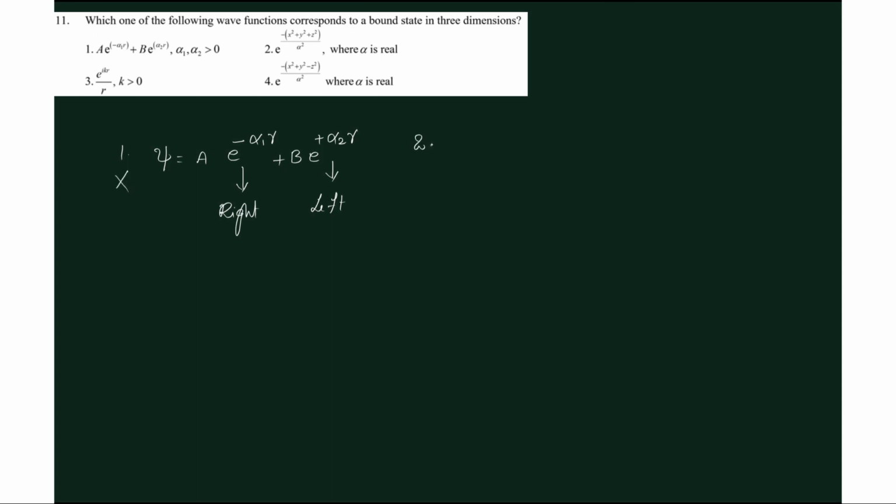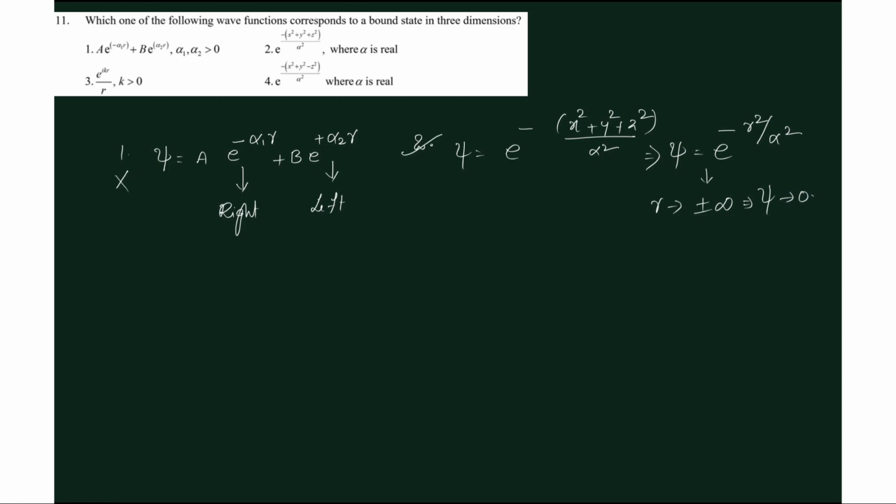The second one is e raised to minus of x square plus y square plus z square by alpha square. This can be written as psi equal to e raised to minus r square by alpha square, since x square plus y square plus z square is nothing but r square. If r tends to plus or minus infinity, psi becomes finite, that is it tends to 0. So there is no issue with option 2.